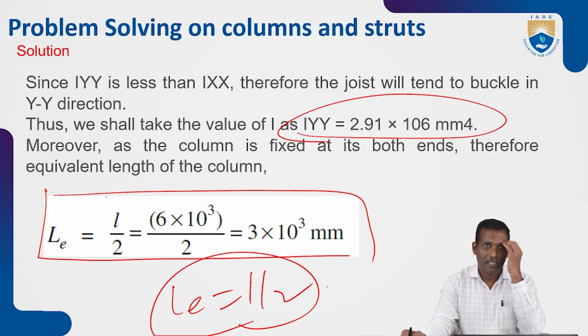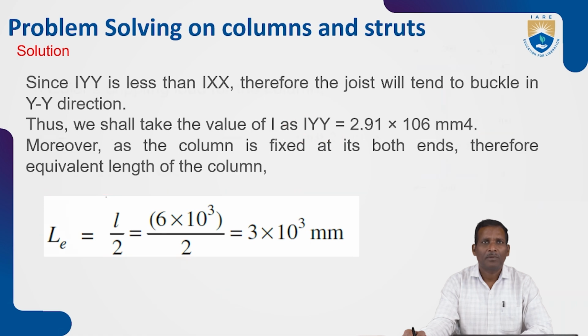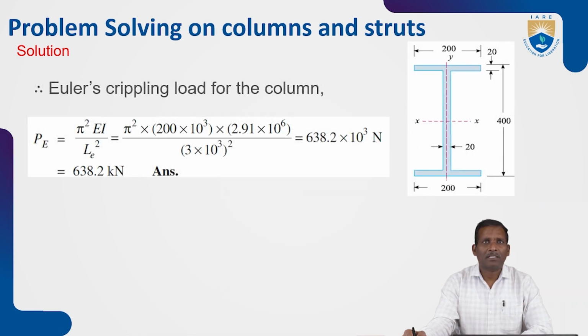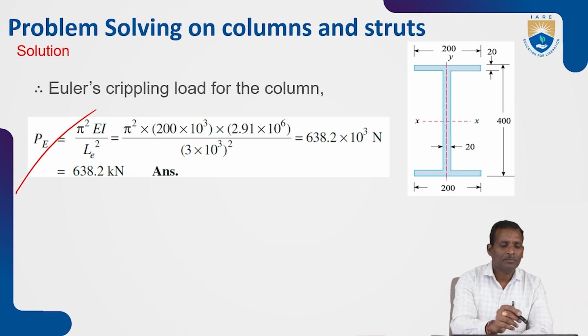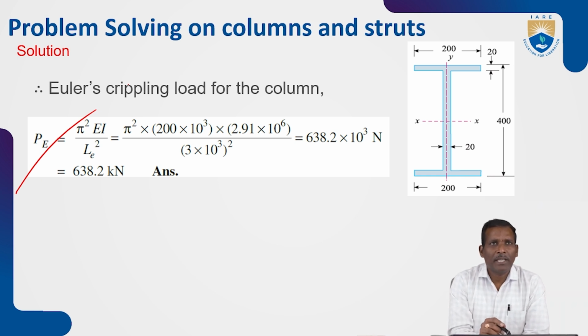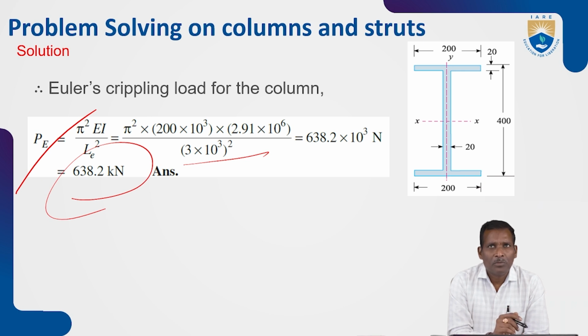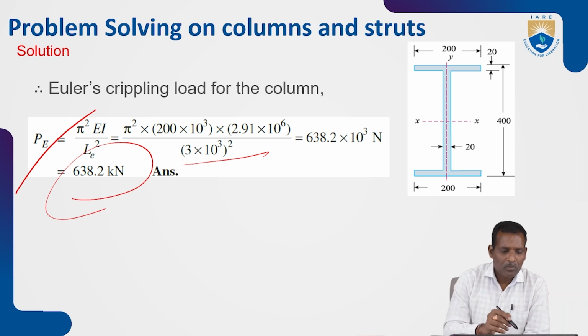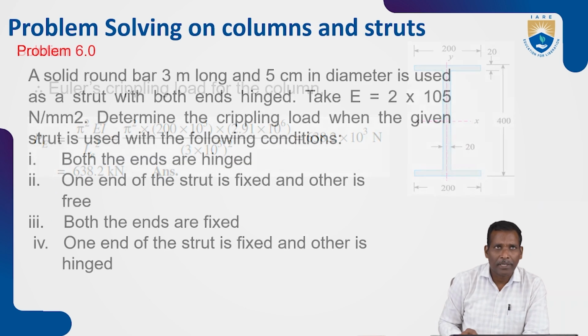So what is the L? L is already given in the problem: 6 meters, converted into mm. So now apply Euler's crippling load for the column: pi square E I by Le square. Pi square into E into I by Le square. So you got Euler's crippling load. Pi square E I by Le square, already we have derived this equation.